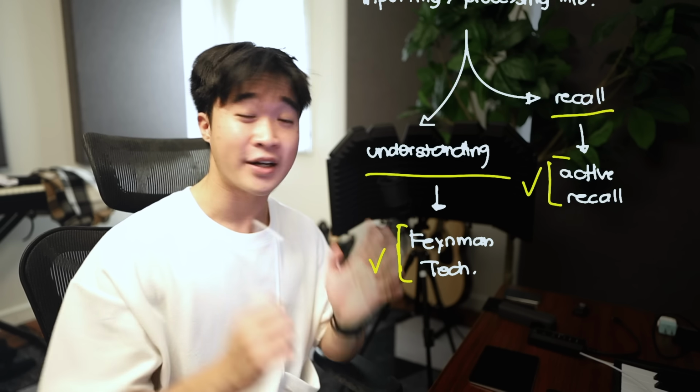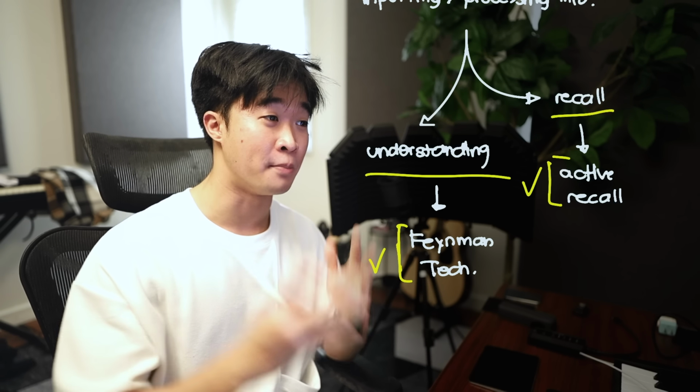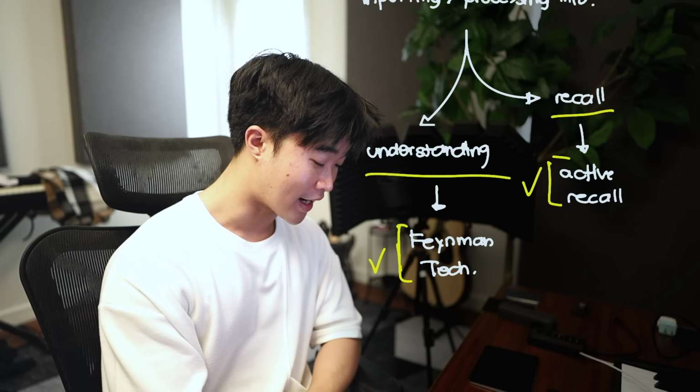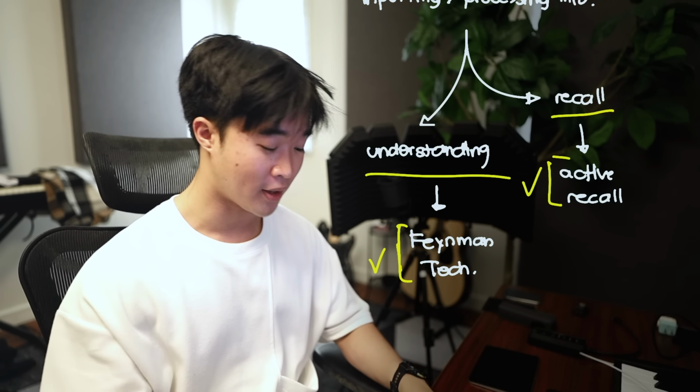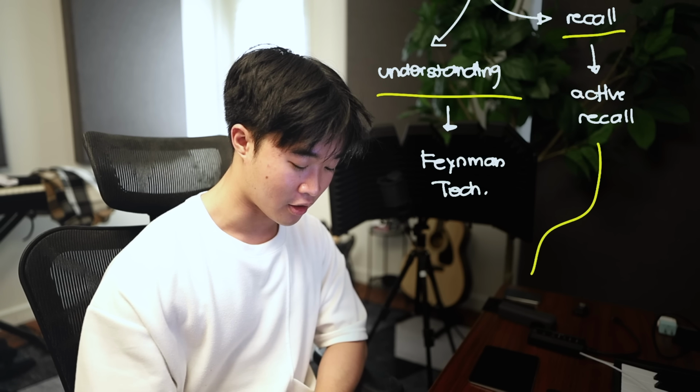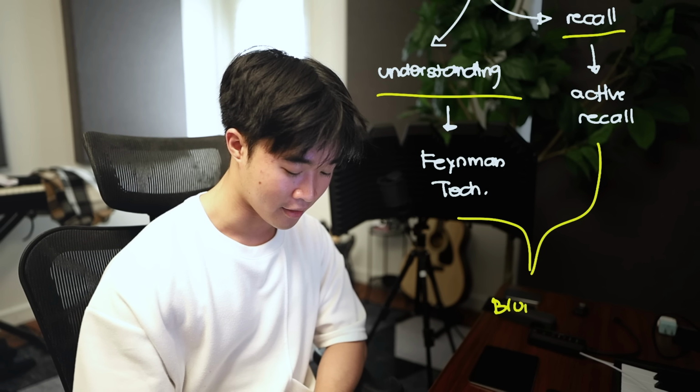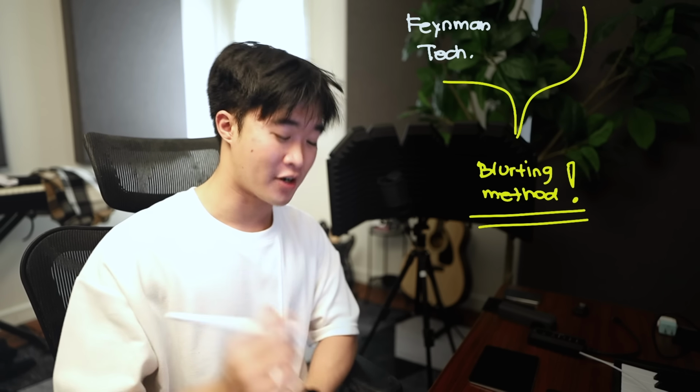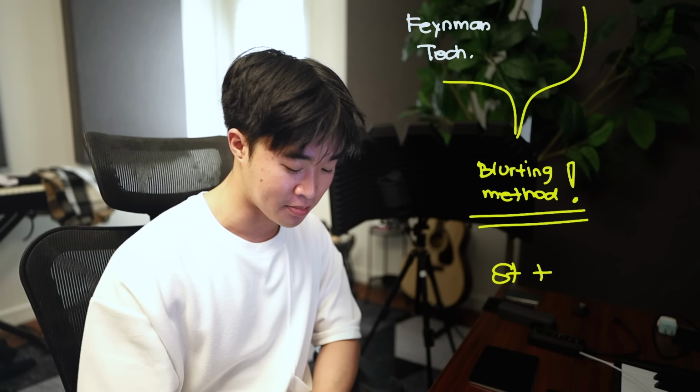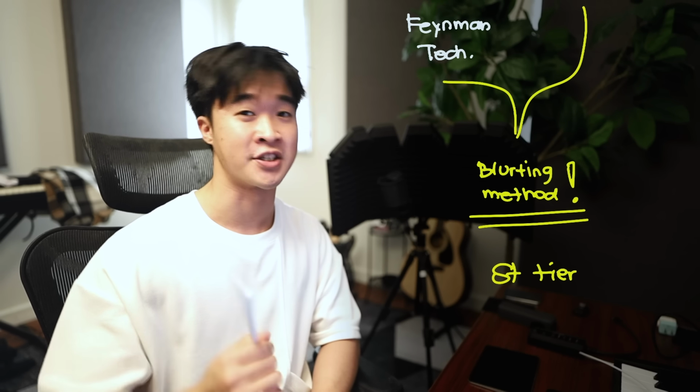Now, there is one method that can apply both at the same time, and I think you guys have heard of this already. That method is what I call the blurting method. This is by far, I would say, an S plus tier study method. What is the blurting method? So essentially the blurting method is closing the source of the information that you were learning from, and all you have to do is just blurt the information to yourself in your own words from memory.